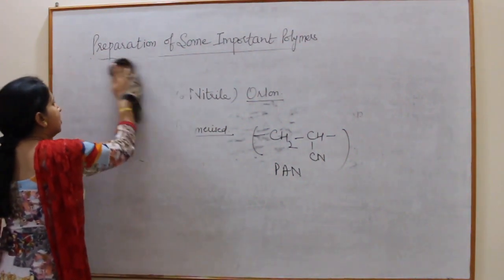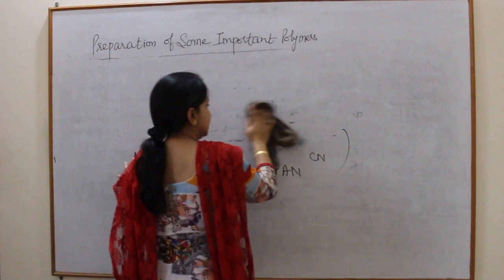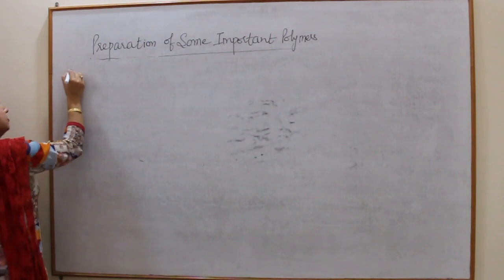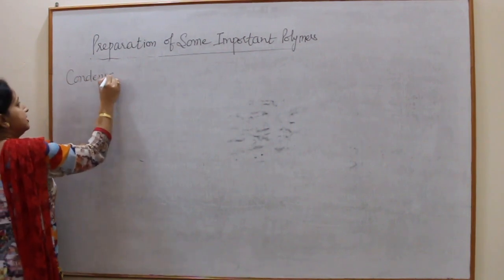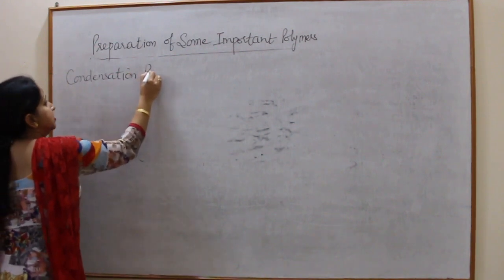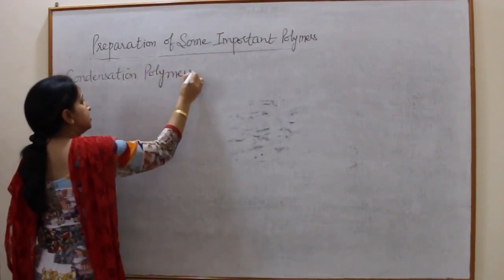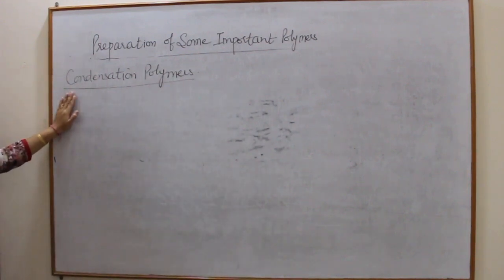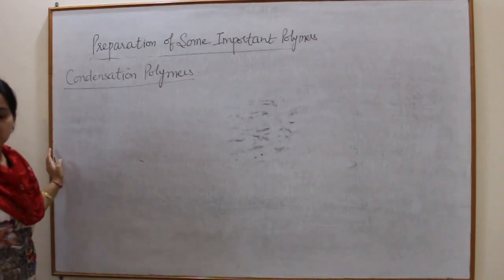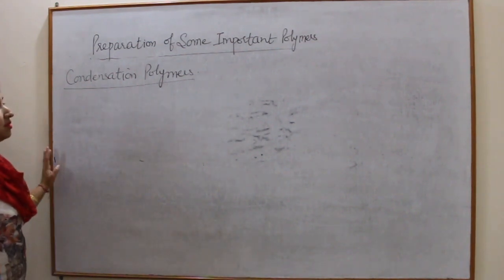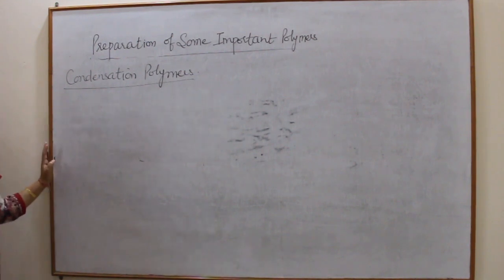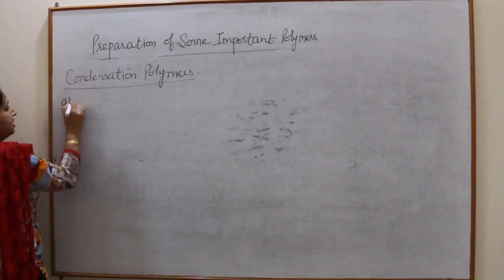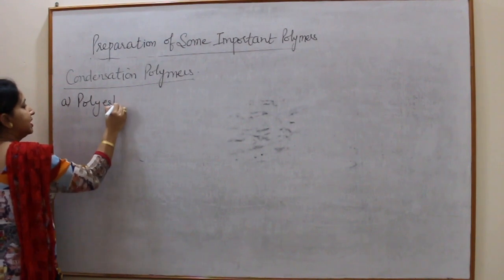Second preparation is of condensation polymers. Next is the preparation of some condensation polymers. Yesterday we have discussed about the condensation polymers. What do you mean by condensation polymers? The polymers in which monomers combine along with the loss of some simple molecule. So in condensation polymer, first subtype is of polyesters type.